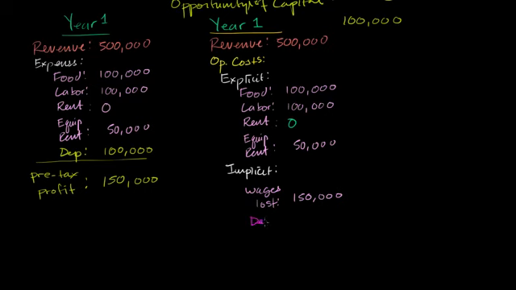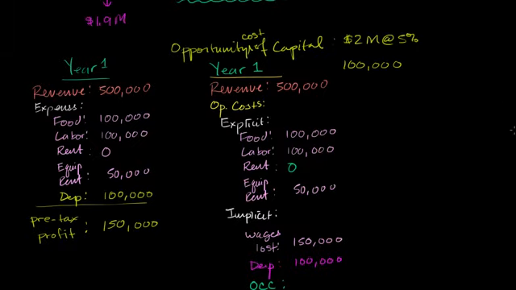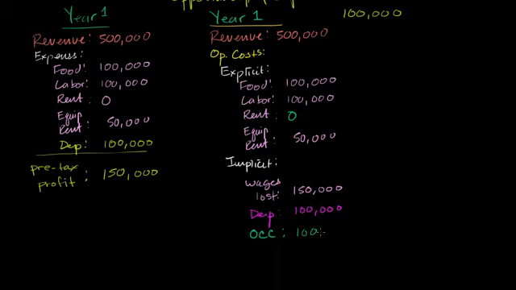I'll do this in magenta to show what is new. We have the depreciation of $100,000. And on top of that, we have the opportunity cost of capital, the return we could have gotten on that $2 million that instead we used to buy the building. So I'll call it OCC, opportunity cost of capital. In this situation it was 5% of $2 million, another $100,000. So the way that I've worked out the numbers here, we didn't have to spend $200,000 on rent, but we increased our implicit costs by owning the building by $200,000.